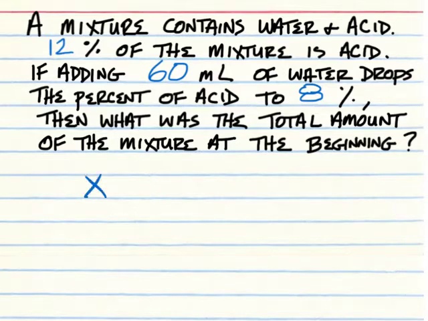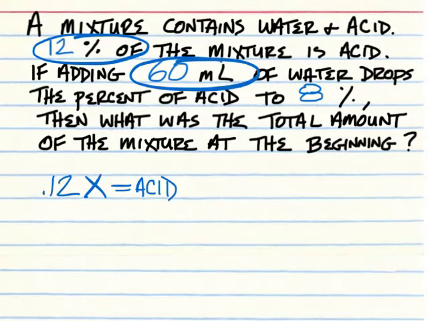We're going to make it X. And we have to multiply it by the percent of acid to find out how much acid we have. So 0.12x would give me the amount of acid that is there. Add the water to the mixture total in the beginning. You would have X plus 60. That gives you your new total.